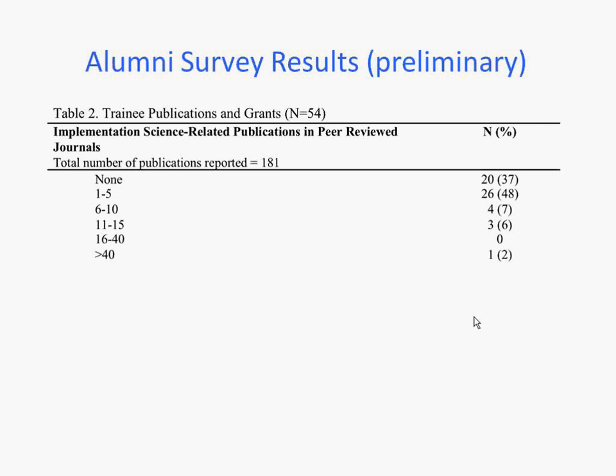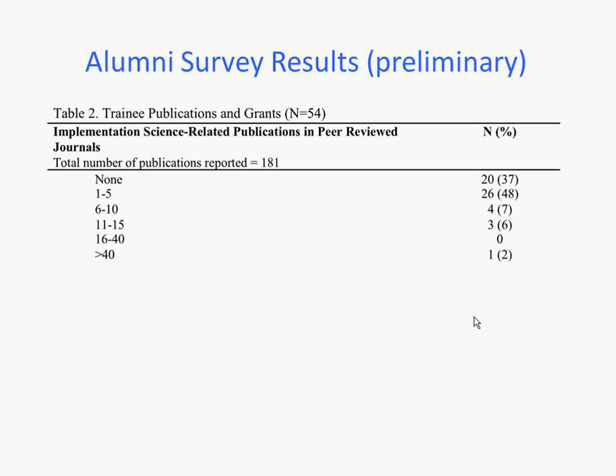Now, we have specifically implementation science-related publications, a really high number from those 54 individuals. We haven't gone back and looked at all the different papers they've written, but we found that really interesting, the high numbers from our perspective. I'm not sure, but somebody really wrote more than 40 papers.